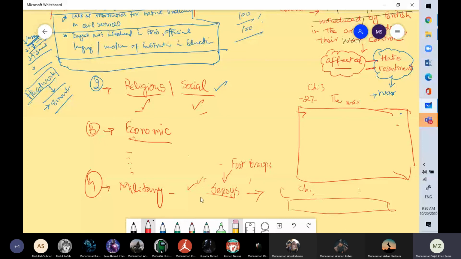Then there was the spread of Christianity in the military, which was not liked by the Indians. So these were basically the measures we were talking about, starting from political to social, religious, economic, and military, and these all affected Indians and resulted in hatred, resentment, and war. So we have discussed the causes of war, right? These were the causes of war, basically British policy, and it resulted in the war.